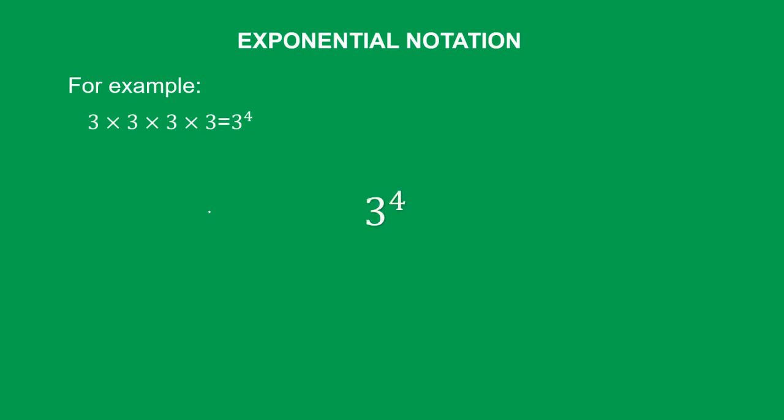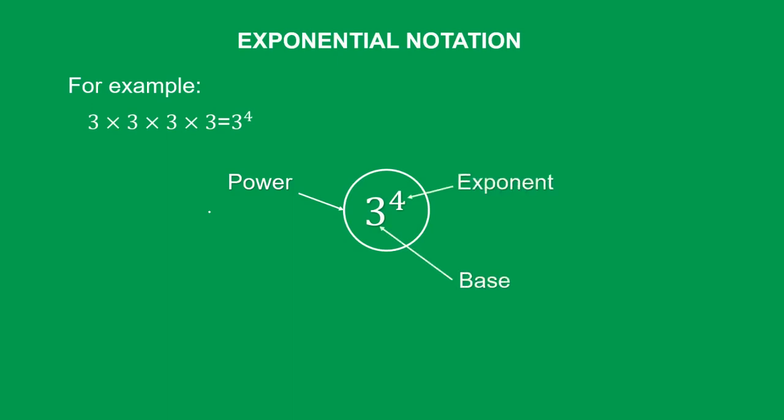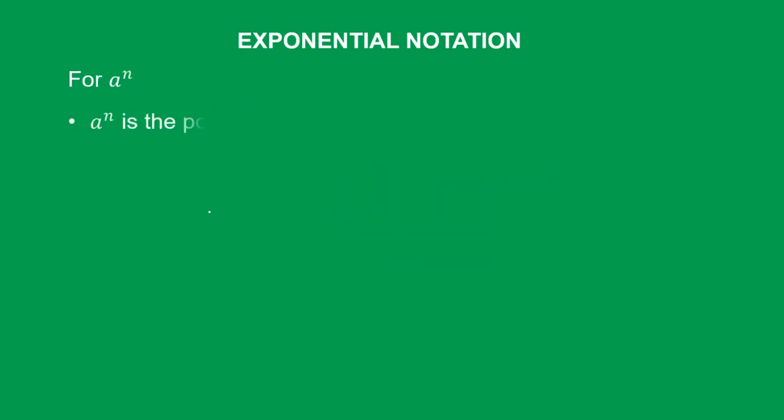This whole 3 to the power 4 is called the power. The power is not the exponent. The power is the whole 3 to the power 4, the base and the exponent. 3 is the base and 4 is the exponent. For a to the power n, a to the power n is the power, a is the base, n is the exponent.